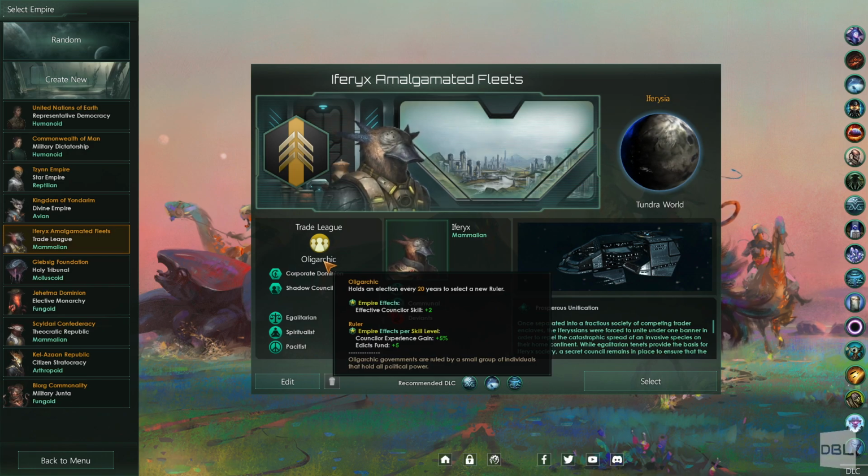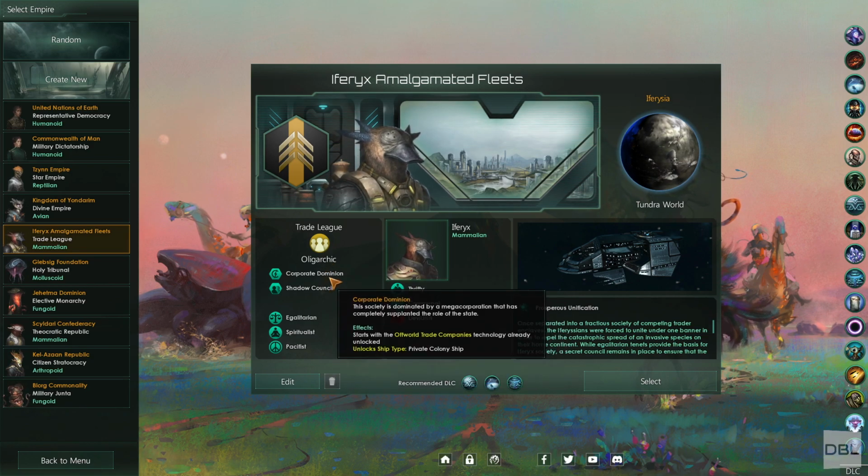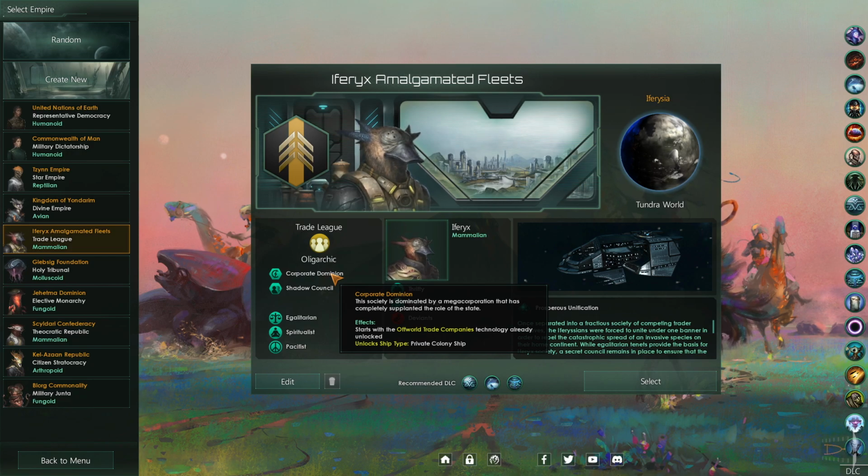Effective counselor skill +2. Empire effects per skill level. Counselor experience gain +5%. Edicts fund. The oligarchic governments are ruled by a small group of individuals that hold all political power. Pick the faction with the wings. You don't have to even build spaceships. I don't know if it works that way. I'm going to say probably not. Although there is that homebrew NES game, Space Gulls. So it has been done.